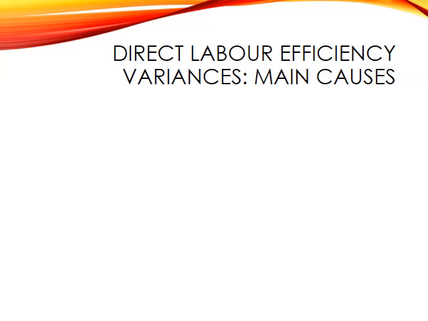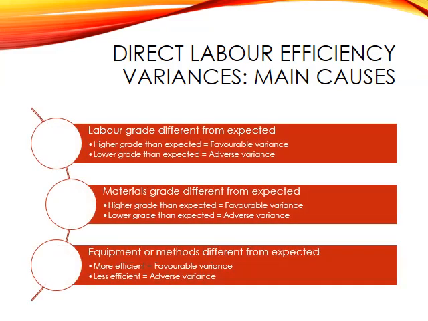Next, we have our direct labour efficiency variances, and again we have a variety of different causes. We might be using a different labour grade than expected. If we're using more skilled labour, we would expect them to produce or manufacture the products that much faster, in which case we should see a favourable variance. If, however, we're using lower skilled labour or lower grade labour, then likely as not we would see an adverse variance.